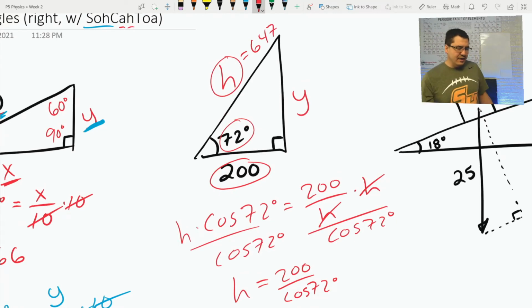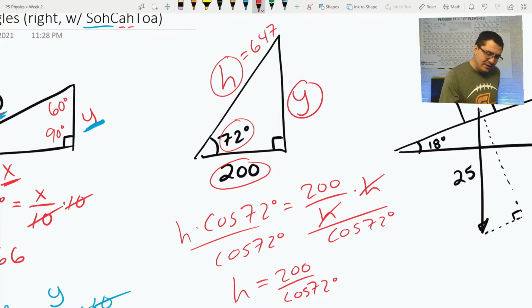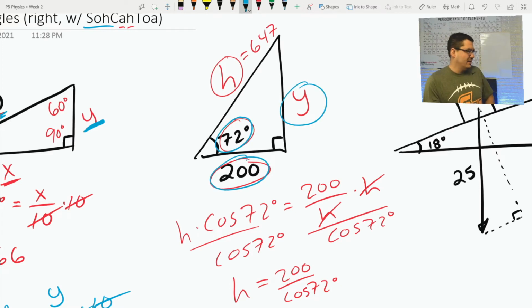Okay, you could then, I don't know, let's go crazy. Let's solve the other one with a tangent. I've been avoiding the Pythagorean theorem, but let's solve for it. So let's say I want to relate 72, 200 and y. That's the opposite and the adjacent side. This is opposite the angle. This is adjacent to the angle, 72.